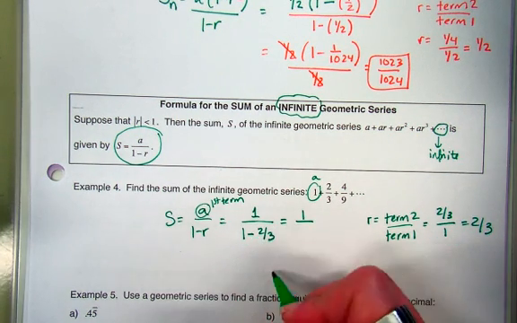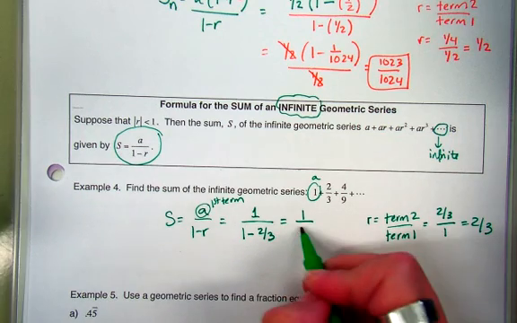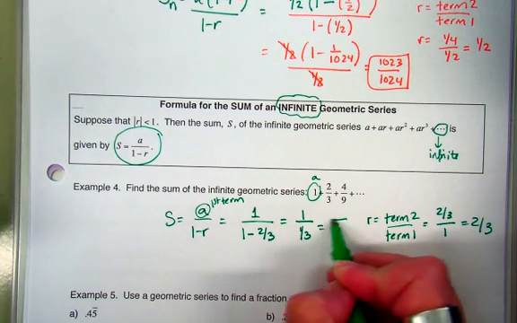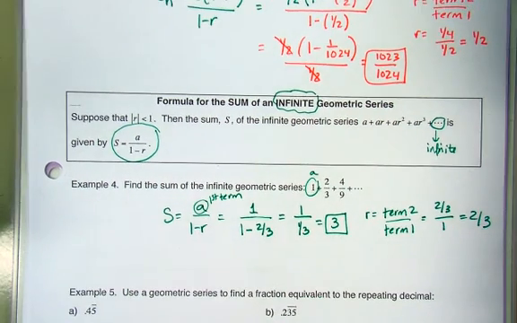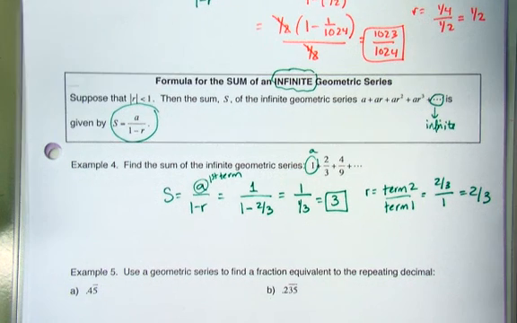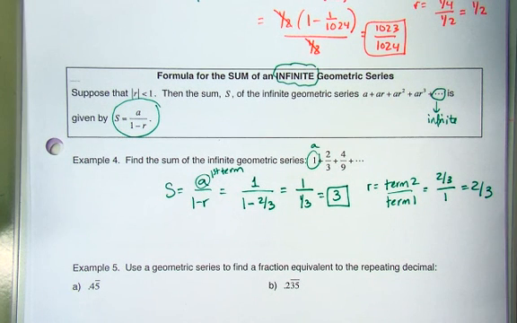So then I have 1 over 1/3, which is just 3. So how cool is that? That this series, if you added up those fractions continuing on and on and on forever, it would equal 3. Or actually very, very close to 3. And it's what we call it converges to 3.